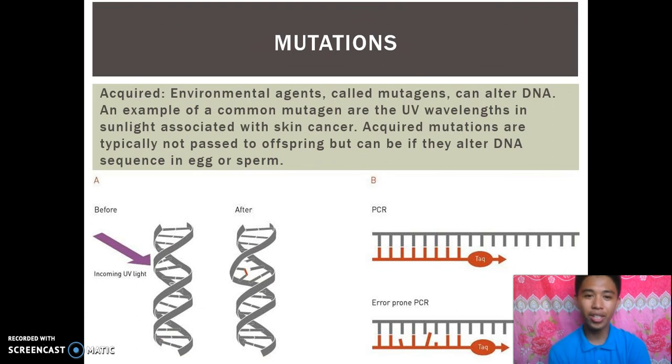Mutations acquired through environmental agents called mutagens can alter DNA. An example of a common mutagen is the UV wavelength in sunlight, associated with skin cancer. Acquired mutations are typically not passed to offspring but can be if they alter the DNA sequence in egg or sperm.